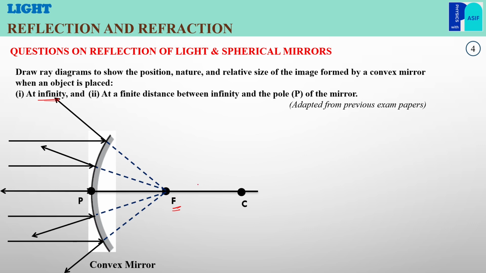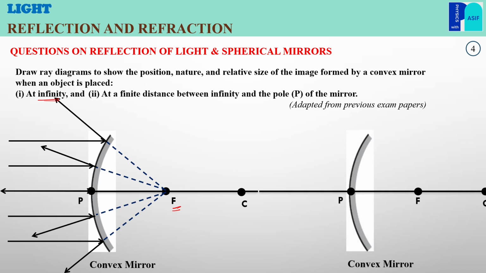And for the second case, that is when the object is at a finite distance between the pole and infinity, we choose an object which is just in front of the convex mirror. We are choosing such rays that are incident on the reflecting surface of the convex mirror. After reflection, they appear to come from the principal focus and the center of curvature of the convex mirror. So after reflection, if you extend these rays in the backward direction, one ray that is parallel to the principal axis and incident on the reflecting surface of the convex mirror, after reflection, appears to come from the principal focus. And the second ray, which is incident normally on the surface of the convex mirror, after reflection, appears to come from the center of curvature of the convex mirror.